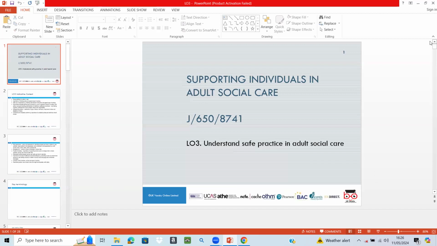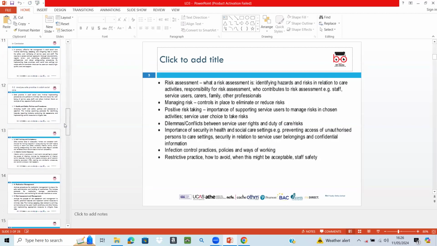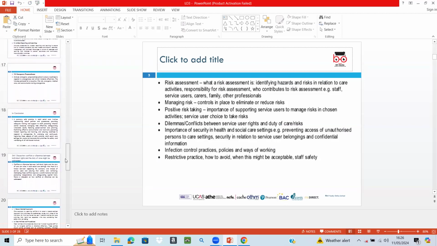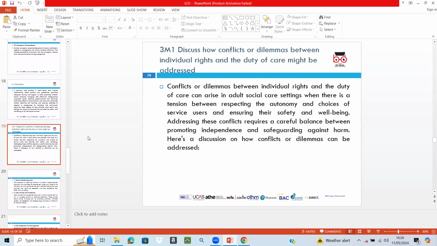Students, please, if you have any question, then please do ask me, and I will try to answer those questions. So we have discussed the learning outcome 3, and it has the merit criteria as well, which we also discussed, which was regarding the dilemmas. This is the merit criteria. So we discuss about the conflicts or dilemmas between individual rights and the duty of care.